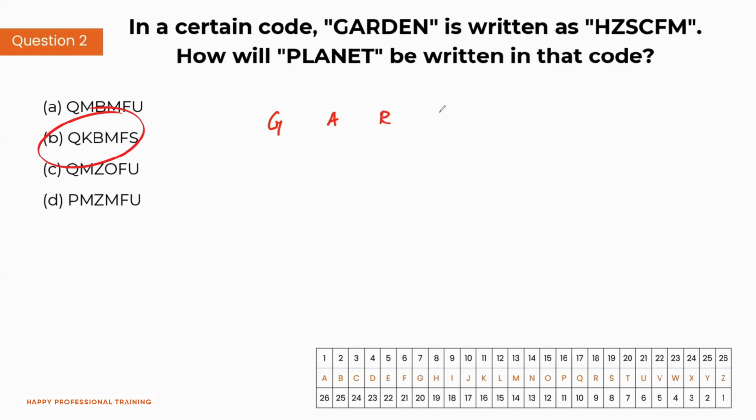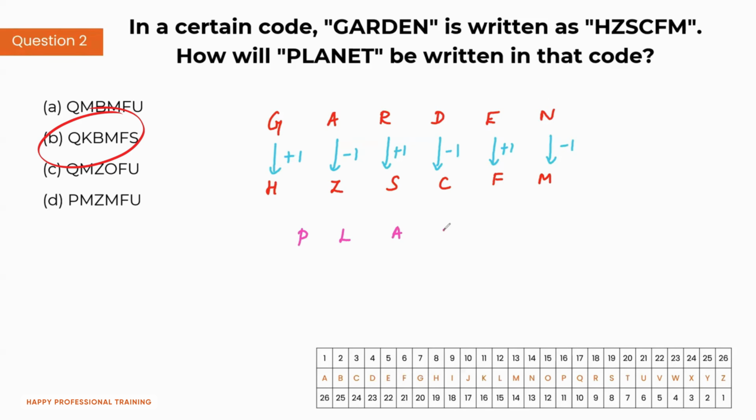Here, garden is written as H, Z, S, C, F, M. Look at the first letter. G moves 1 position forward to get H. A moves minus 1 position to get Z. R plus 1 is S. D minus 1 is C. E plus 1 is F. N minus 1 is M. So, it follows plus 1 minus 1 pattern.